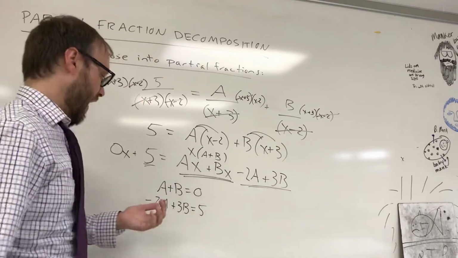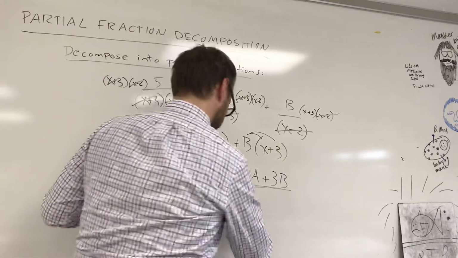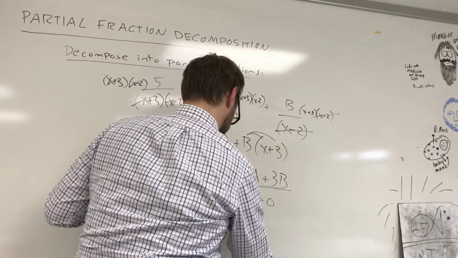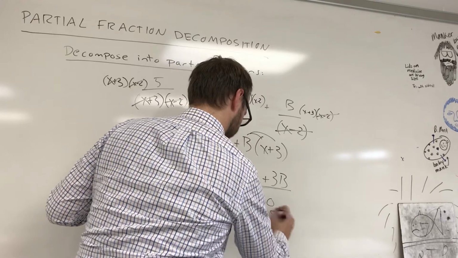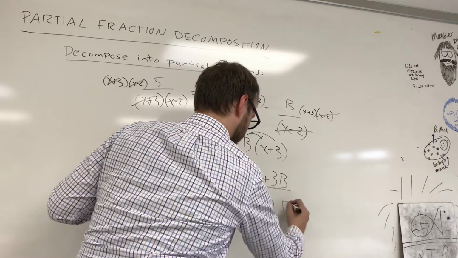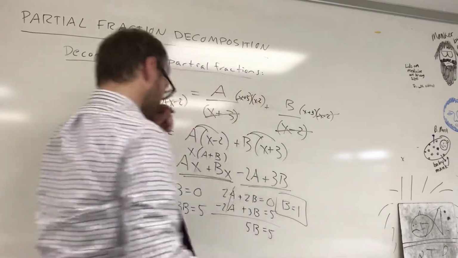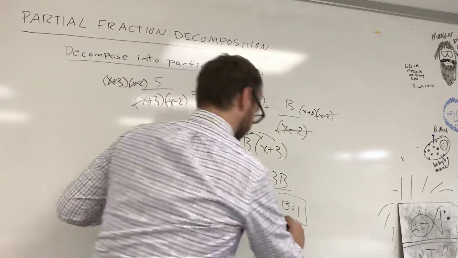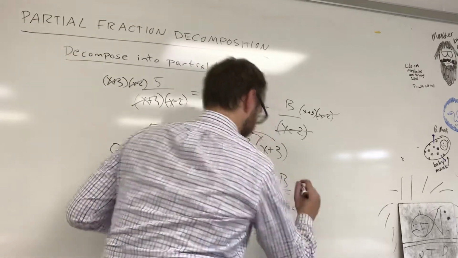All right? You can multiply the top equation by 2. 2a plus 2b is equal to 0. Negative 2a plus 3b is equal to 5. If you solve that, you get 5b is equal to 5. Looks like b is going to be equal to 1. If you want to go back, remember a and b need to add up to equal 0. So that means a is going to be equal to negative 1.